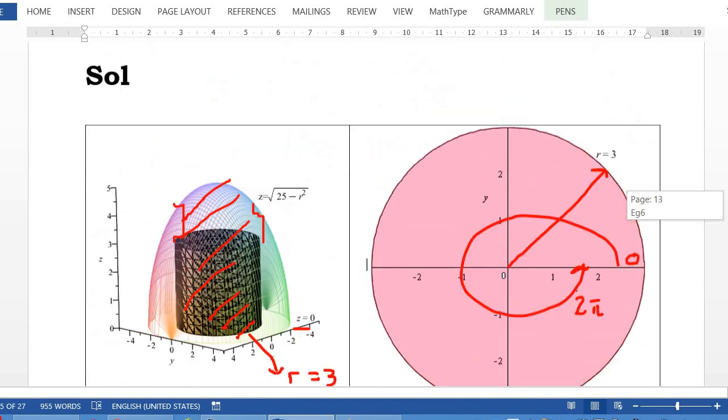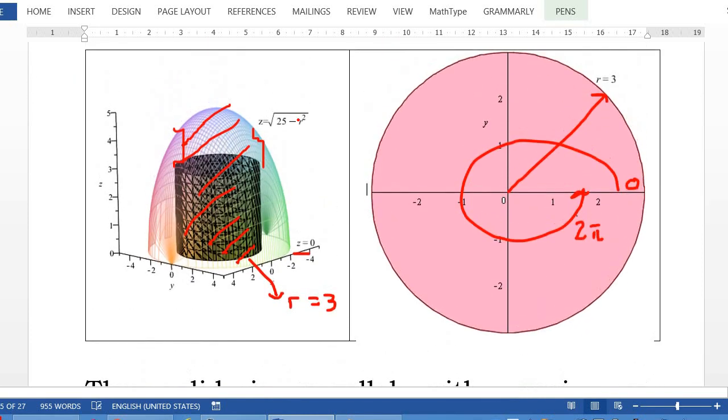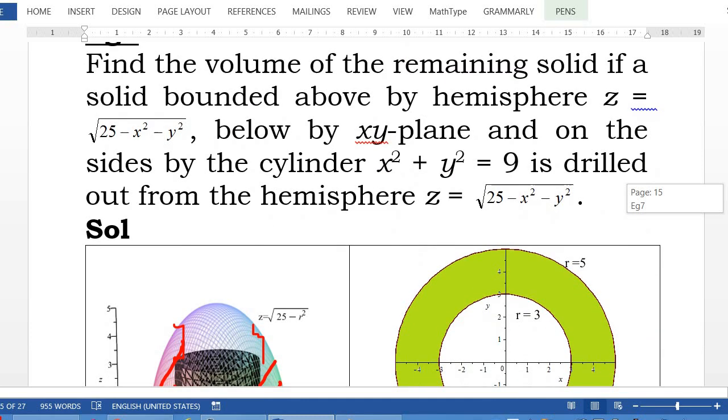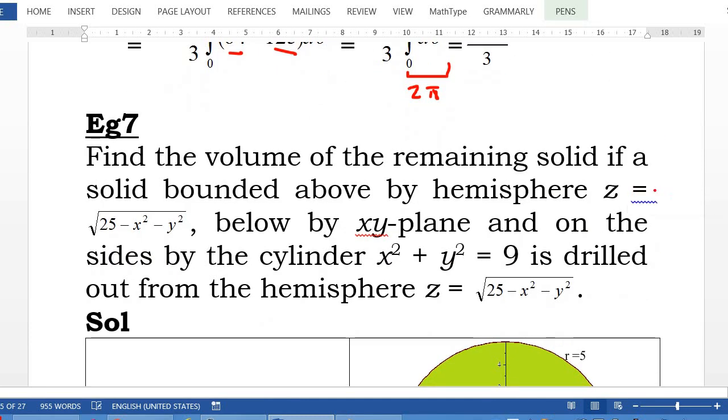Now we want to find the volume where you drill out this volume. You want the remaining volume when you drill out the part whose side is a cylinder and top is a sphere. So we take the volume of the hemisphere and deduct the volume whose side is a cylinder and top is a hemisphere, which is the result of example 6, to get the remaining solid.